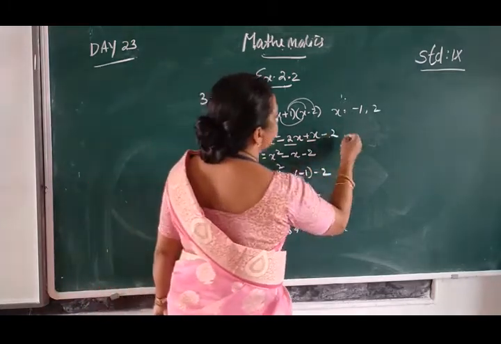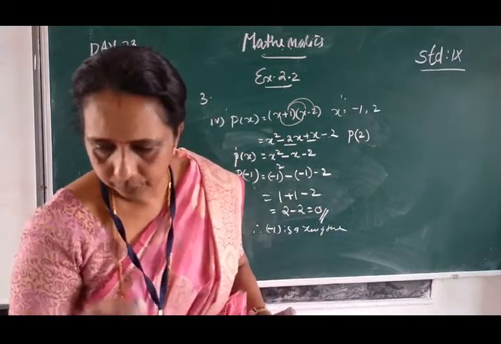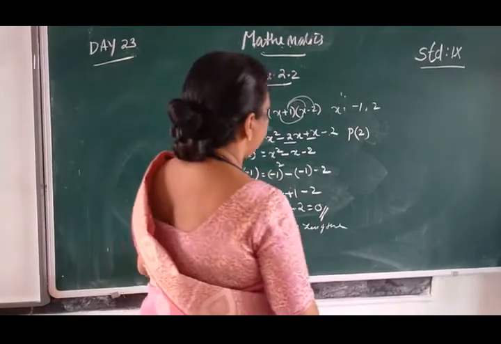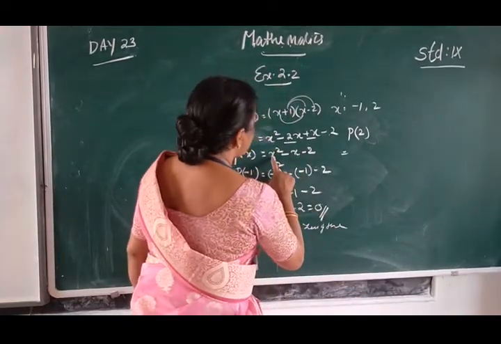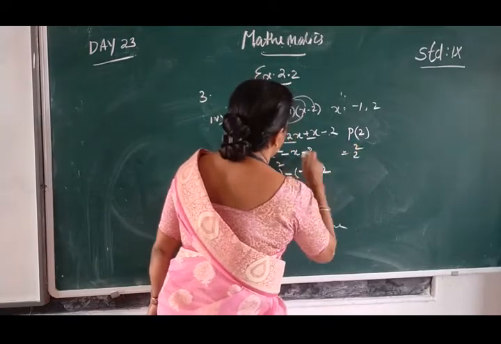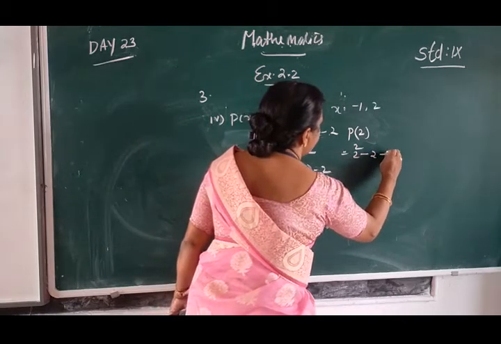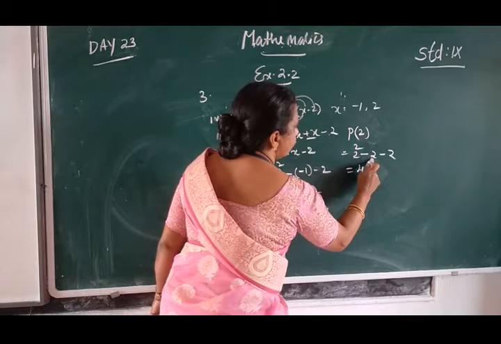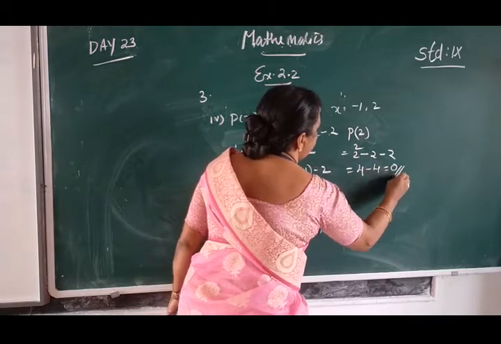Next one is p of 2. The next value is 2. Put here p of 2. That is equal to, in the place of x, 2 square minus 2 minus 2. 2 square is equal to 4. Minus 2 plus minus 2, we get minus 4. That is equal to 0.